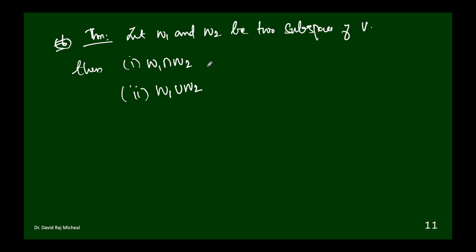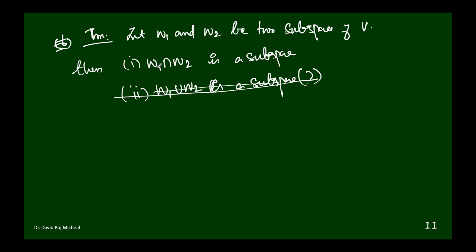Okay, so this, the intersection, is a subspace for sure. I can prove it, we'll prove it. Whether the union is a subspace or not is a question mark. If it is not a subspace, then what condition will make W1 union W2 a subspace is a question that we will answer separately. Now let's see. I'm not going to prove anything on this; I'm going to prove on this.